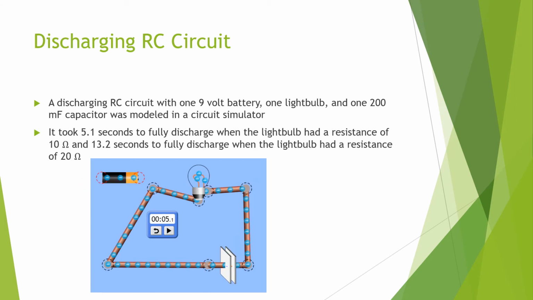We also modeled a discharging RC circuit using one 9-volt battery, one light bulb, and one 0.2 farad capacitor. Using a light bulb with a resistance of 10 ohms, it took 5.1 seconds to fully discharge, and using a light bulb with a resistance of 20 ohms, it took 13.2 seconds to fully discharge. This makes sense, as a capacitor with a stronger resistor should take longer to discharge.